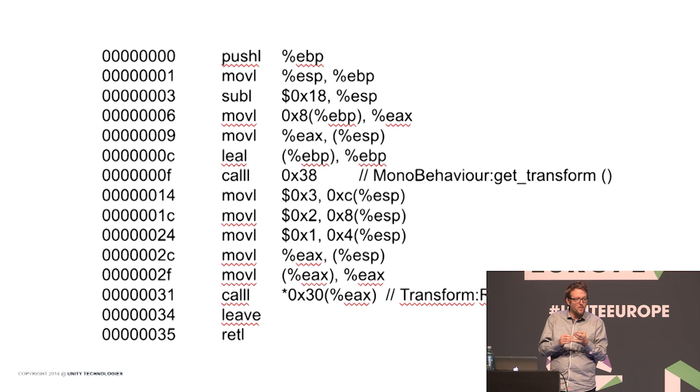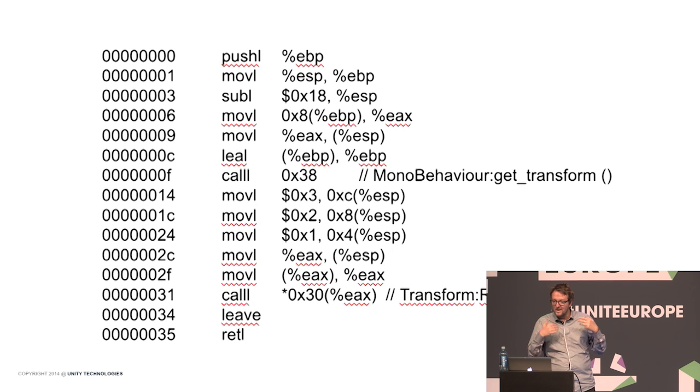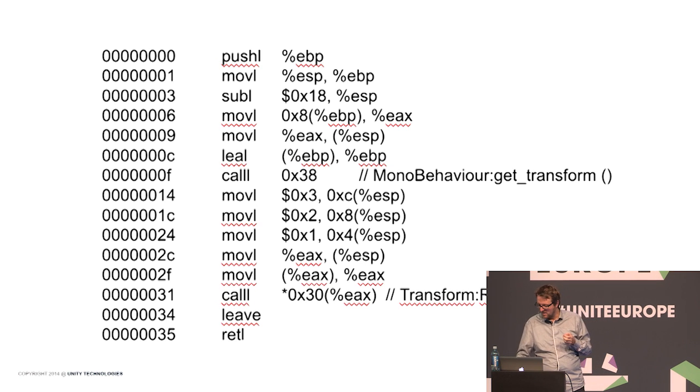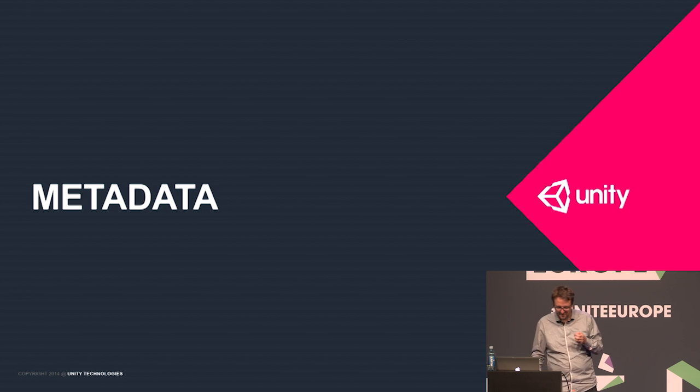Okay, there's a third component of a virtual machine that you need in order to execute C# code, and that is metadata. And that one is all for Ralph. Yay.